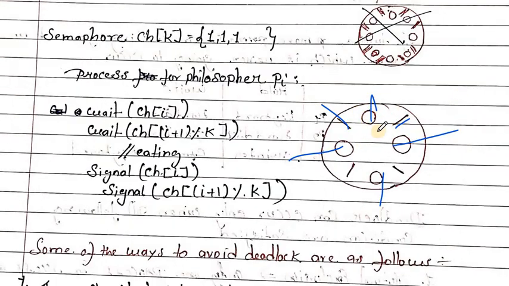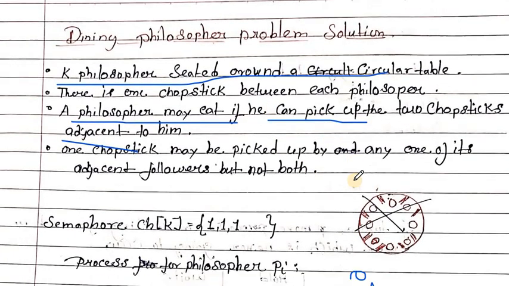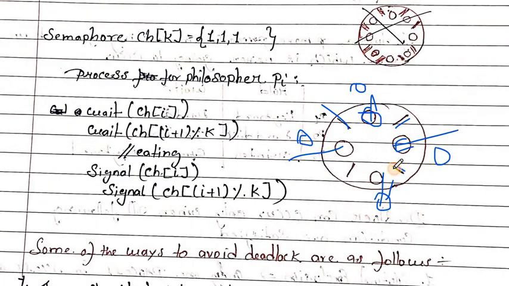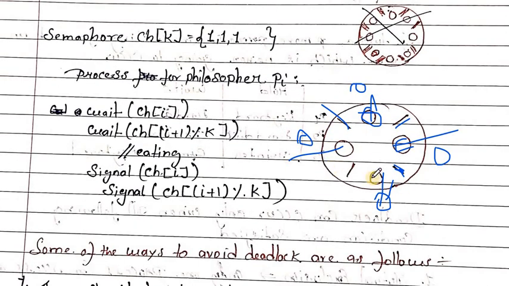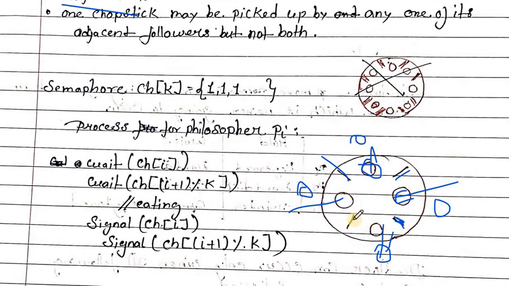The philosopher can eat the food. Here is the plate, and here are the philosophers, and there is one chopstick between each philosopher. A philosopher may eat if he can pick up 2 chopsticks. Each philosopher can eat the food only if he picks up 2 chopsticks.